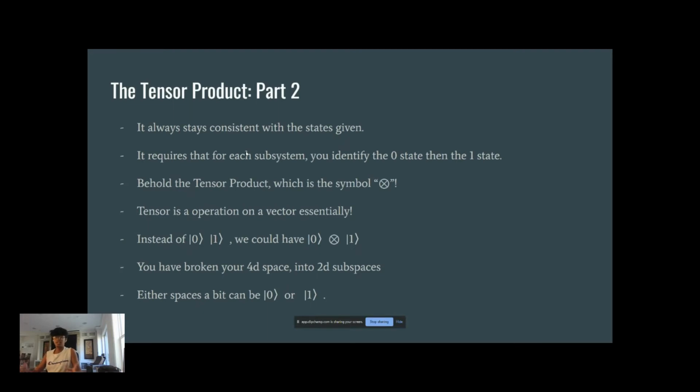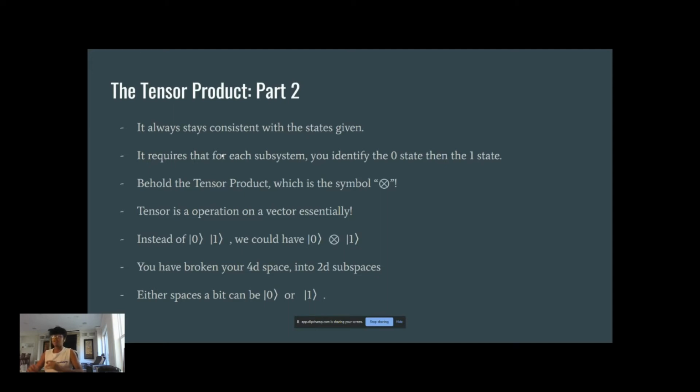And it requires that for each subsystem, you identify the 0 state and then the 1 state. So behold the tensor product, which uses the symbol right there. And the tensor is an operation on vectors, essentially. When you go to high level physics, you will learn more about it. But for now, we're going to be learning about it in here. But instead of having 0 and 1, we would have 0 tensor 1, right?